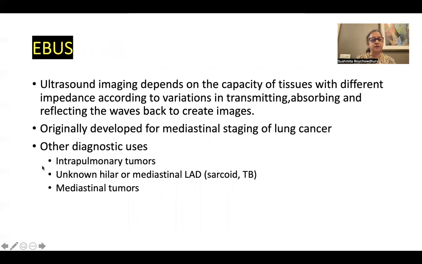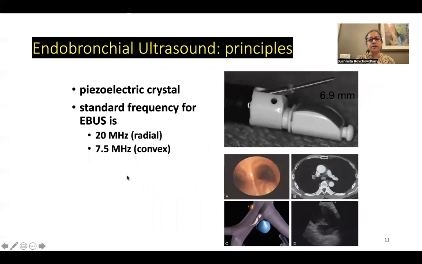It was gradually developed to look at intrapulmonary tumors, which are transbronchial tumors, unknown hilar or mediastinal lymphadenopathies, and mediastinal tumors. The principles are based on a piezoelectric crystal with a standard frequency of 20 megahertz for a radial probe. The radial probes are tinier, thinner, and can travel a longer distance to look at peripheral transbronchial lesions, and a larger 7.5 megahertz convex probe, which is usually used for looking at mediastinal lesions. And this is what is more commonly used.